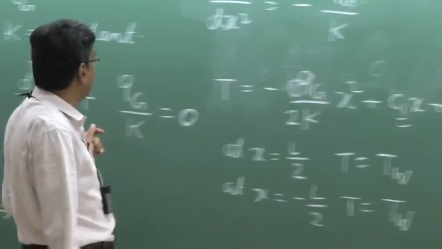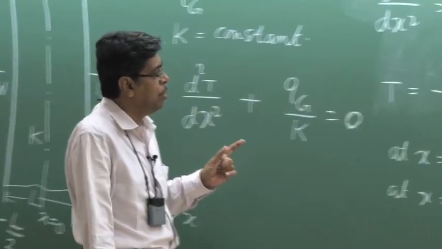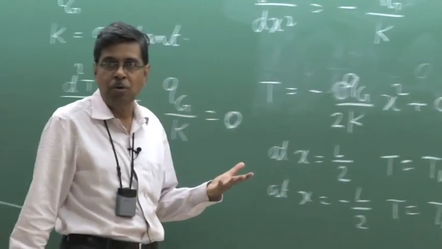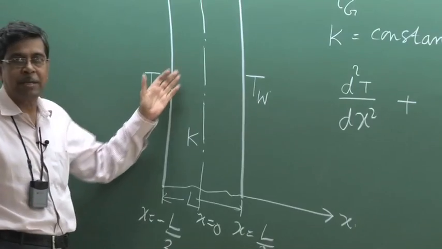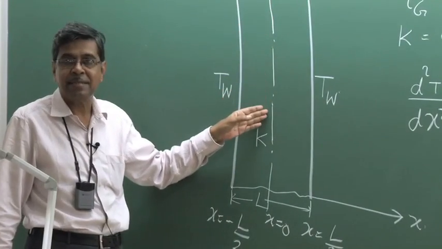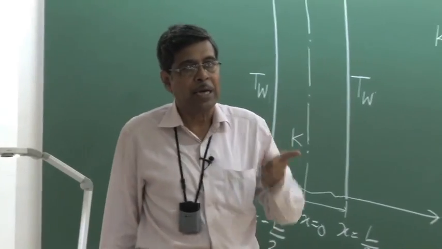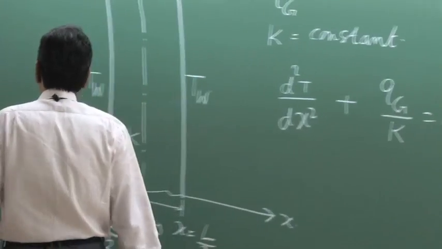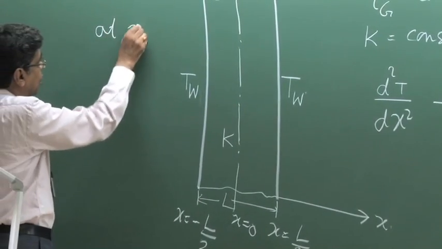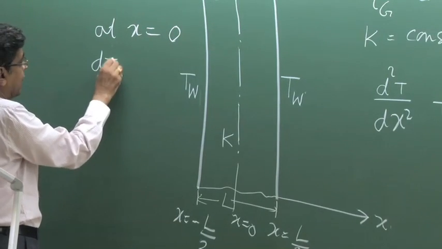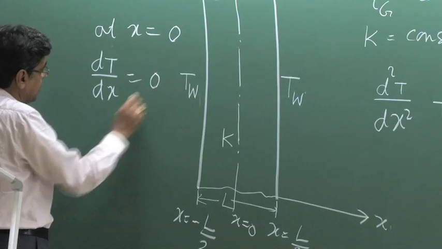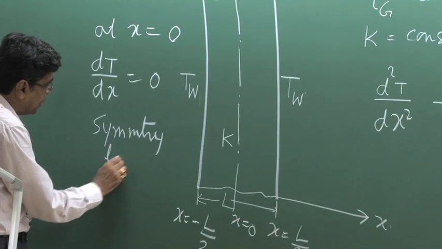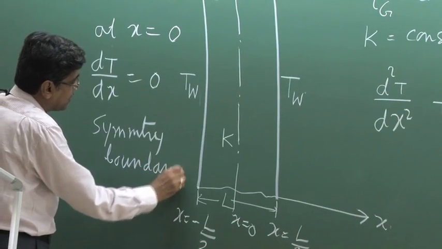This is because the problem is symmetric, so that there cannot be any term containing x. Another way you can look at that, when this is a symmetrical problem, that means temperature distribution also will be symmetric about this axis. That means this axis will correspond to either a maximum or minimum temperature, which means the derivative is 0, which is sometimes known as symmetric boundary condition. At x is equal to 0, dT/dx is 0. This we call as symmetric boundary condition or symmetry boundary condition.